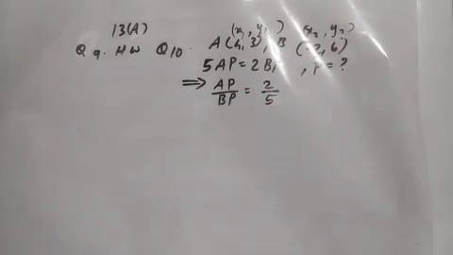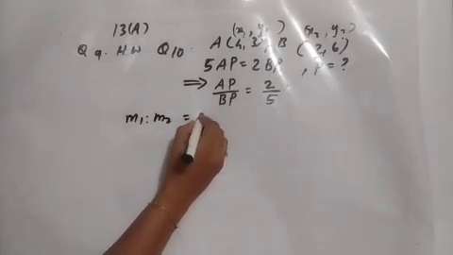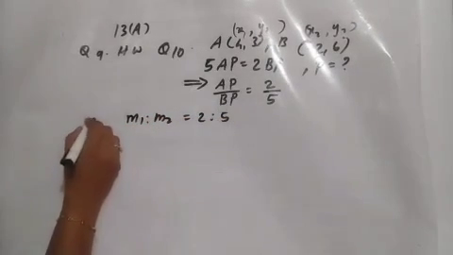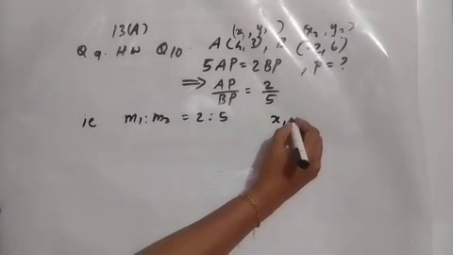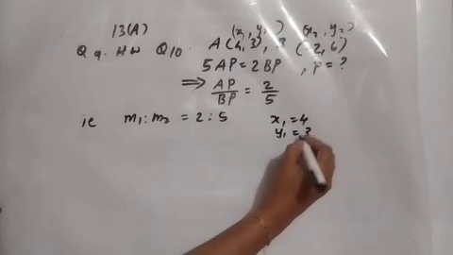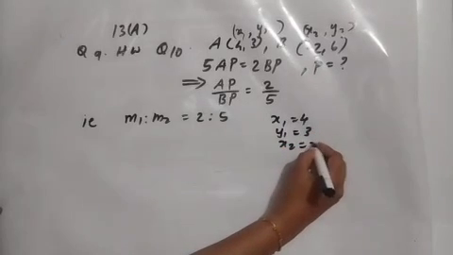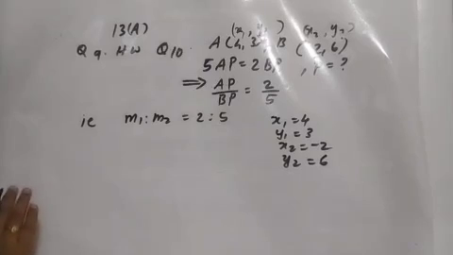Let us rearrange this equation. That means we write BP on the left side and 5 on the right side. So, the ratio, that is m1 is to m2, is 2:5. And we know the values: what is the value of x1? 4. And y1 is 3, x2 is minus 2, y2 is 6. All these values we know.